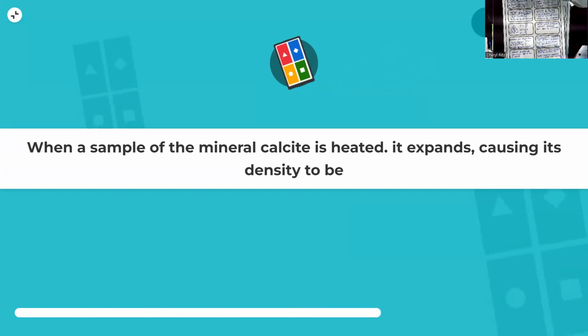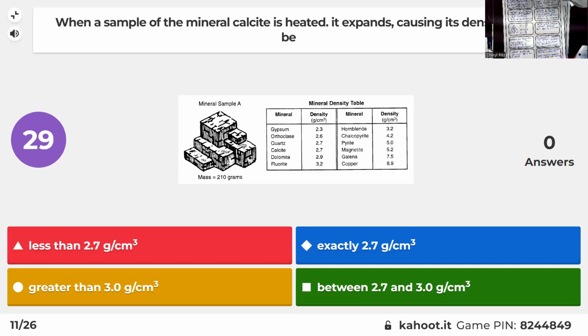When a sample of the mineral calcite is heated, it expands, causing its density to. So there it actually lists the density of calcite. What happens when you heat it?